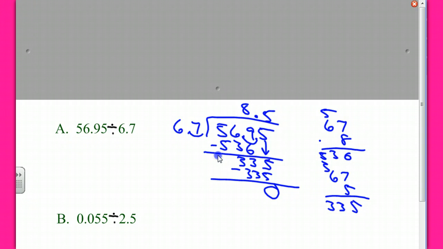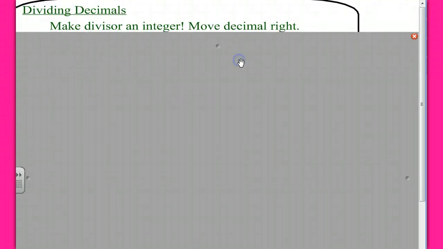Okay, so the steps, the reasoning, how you do something in math is often a higher level of thinking than just doing it. So we want to go back and make sure we write these steps down and understand what it is we just did. And you all looked pretty strong at that, so good. So the first thing we did was we made the divisor an integer. So go ahead and jot that down. Make the divisor an integer, moving your decimal to the right.